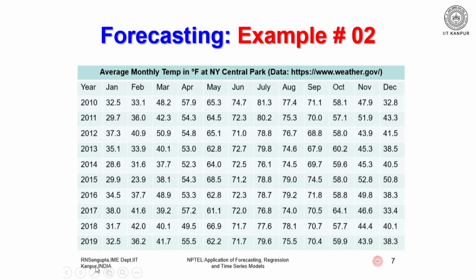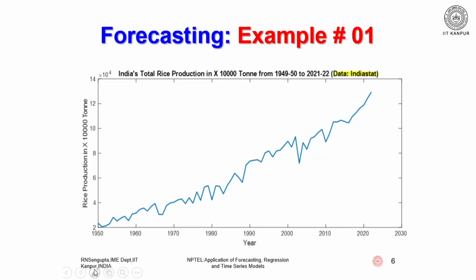So, if you consider, say for example, on the y axis you have basically the rice production in 10,000 tons as measured. So, if you look at it, and obviously I am just highlighting this is the year.